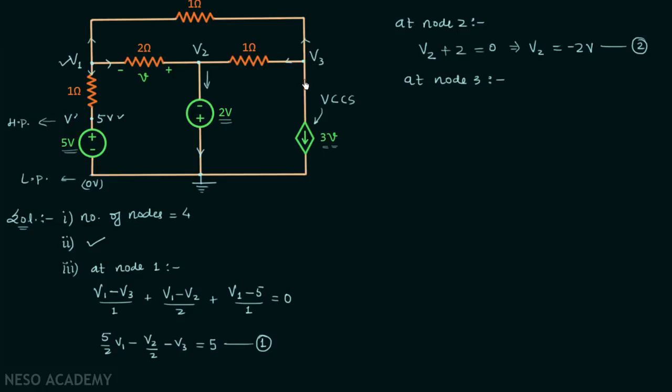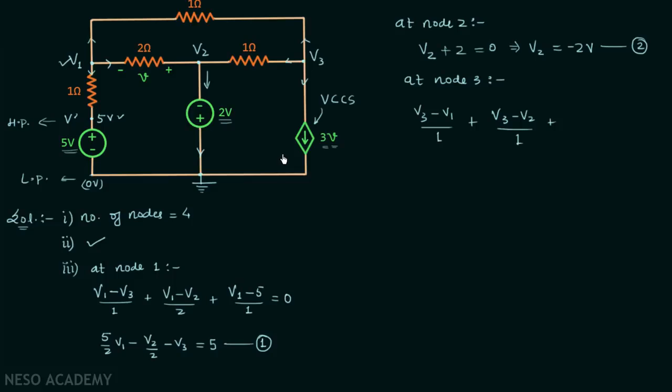These are the 3 currents leaving the node, and the sum of these 3 currents will be equal to 0. This current we can write as V3 minus V1 divided by 1. This current we can write as V3 minus V2 divided by 1. This current we can directly write as 3 times V.